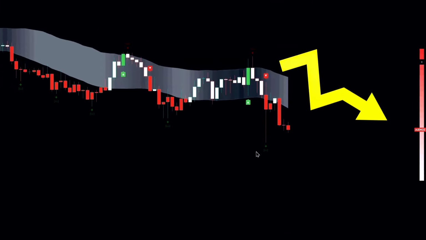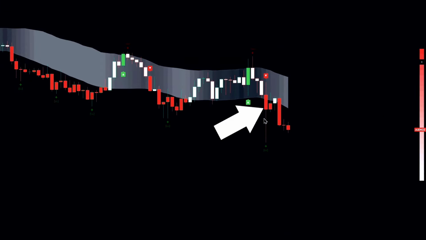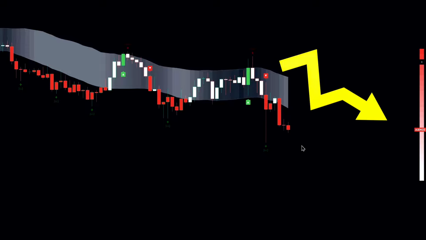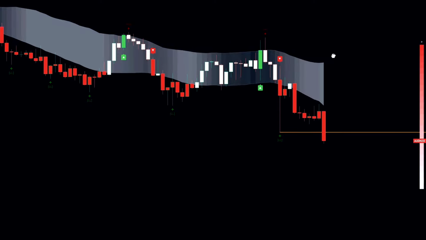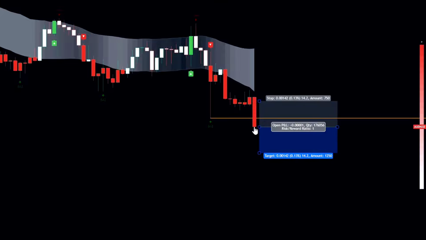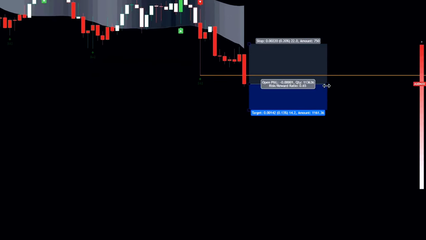To take a short position, the opposite applies. First, ensure the market is in a bearish trend with the price below the trend cloud and candles colored red. Identify the most recent lower low, extend it to the right, and wait for a breakout. Make sure the trend strength gauge shows the arrow pointing high or outside the gauge to confirm a strong bearish trend. Once confirmed, take a short position. Place the stop loss above the most recent swing high and set the take profit at 1.5 times your risk.